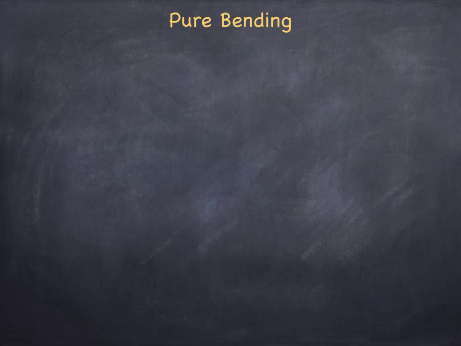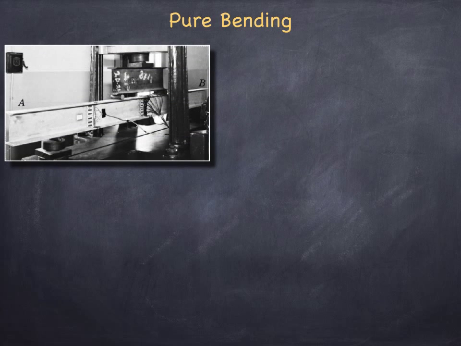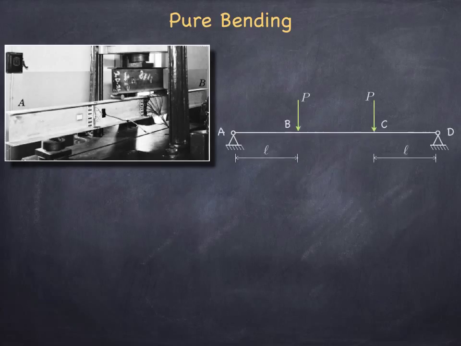However, in a laboratory setting, we can achieve this. We can achieve a pure bending state where a segment of the beam is under pure bending with no internal shear forces. Case in point, here's a so-called 4-point bending test, where a simply supported beam is subject to equal vertical loads of magnitude P.